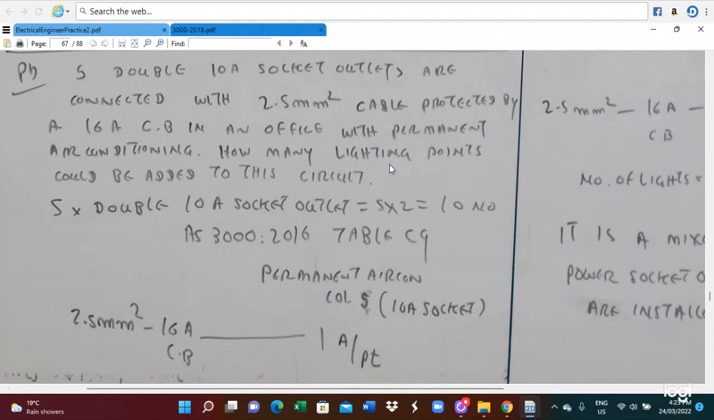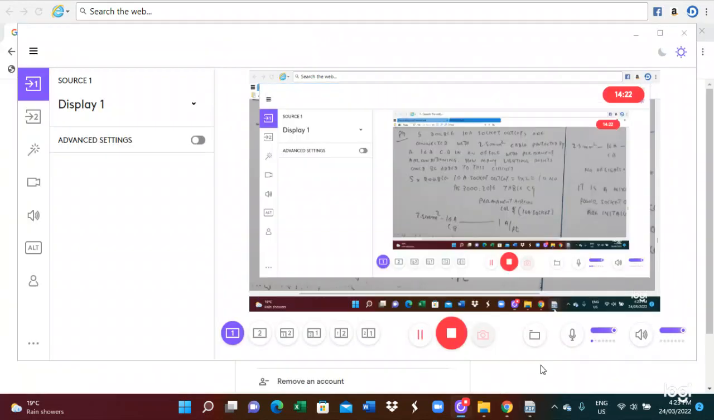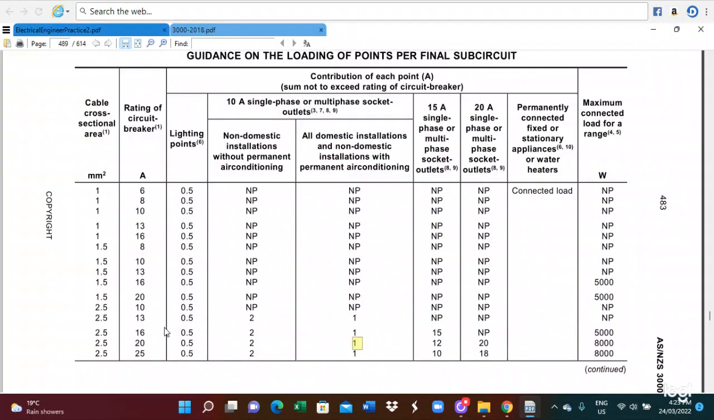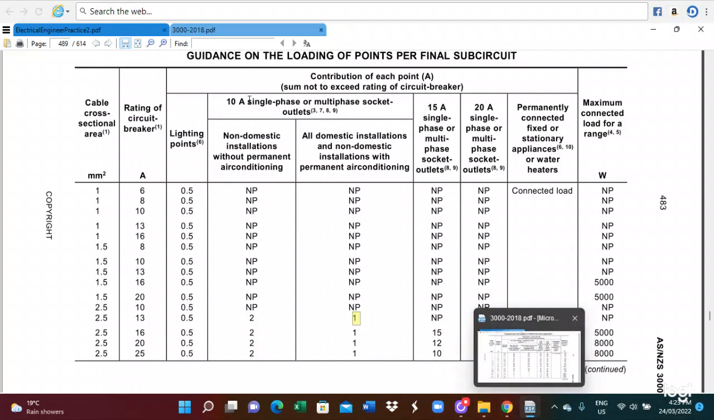So firstly we refer to table C9. Table C9 is for 2.5 millimeter square, 16 ampere. So you can see in table C9, 2.5 millimeter square, 16 ampere. In this case, for the 10 ampere socket outlet, you can add this 1 number. So this is 1 ampere per point. So in this case, we find here 1 ampere per point.